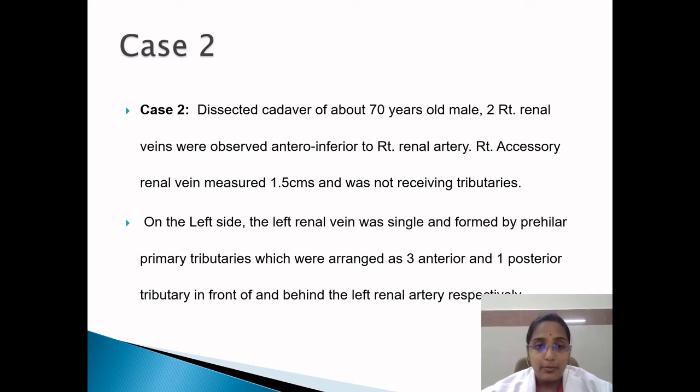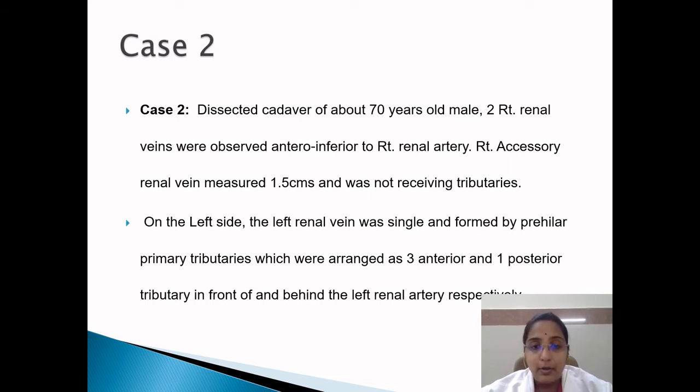Coming to case 2, the dissected cadaver of a 70-year-old male. 2 right renal veins were observed anteroinferiorly to the right renal artery. The right accessory renal vein measured about 1.5 centimeters and was not receiving any other tributaries.